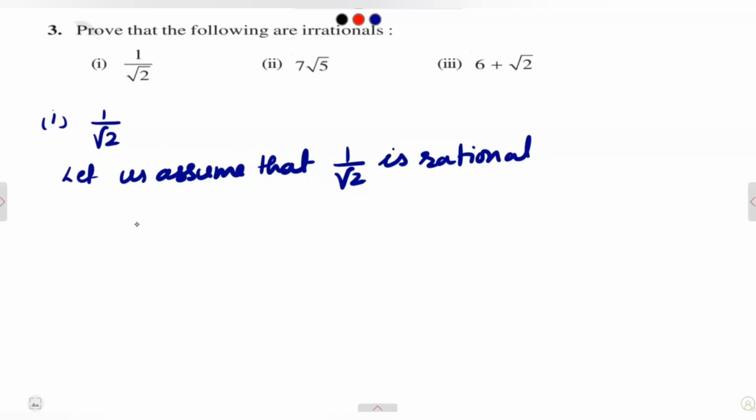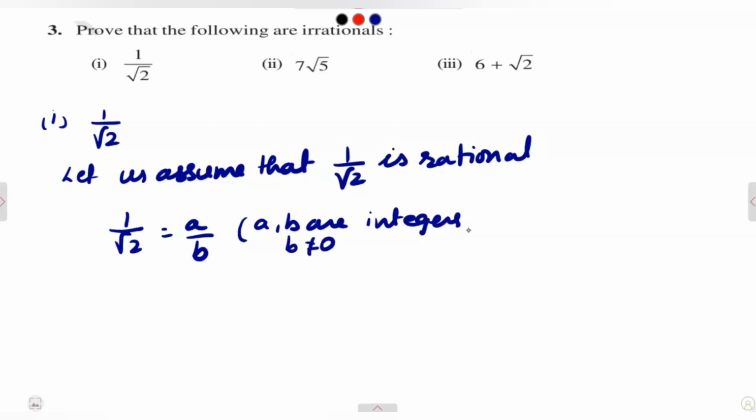So, if 1 by root 2 is rational, then it can be expressed in the form of a by b, because every rational number can be expressed in the form of a by b, where a and b are integers and b not equal to 0, because the denominator can never be 0. So 1 by root 2 is equal to a by b. Then if I cross multiply, I can write b is equal to a into root 2. Now you can bring a to this side. Root 2 is equal to b by a.